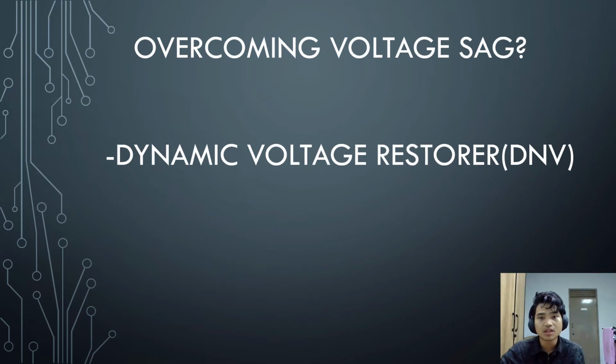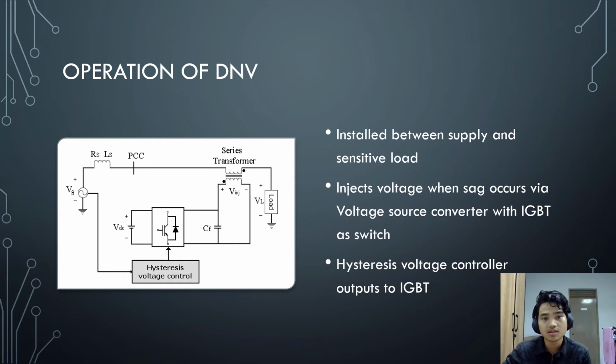So to overcome the voltage sag, the paper that was assigned to me uses a dynamic voltage restorer. Okay, so let's look at what the DVR is. Here you can see the operation of the DVR. It's usually installed between the supply and the sensitive load that you're trying to protect. What it does is detect sudden voltage changes, and the circuit will inject the voltage that is required to compensate for the sag that occurs.